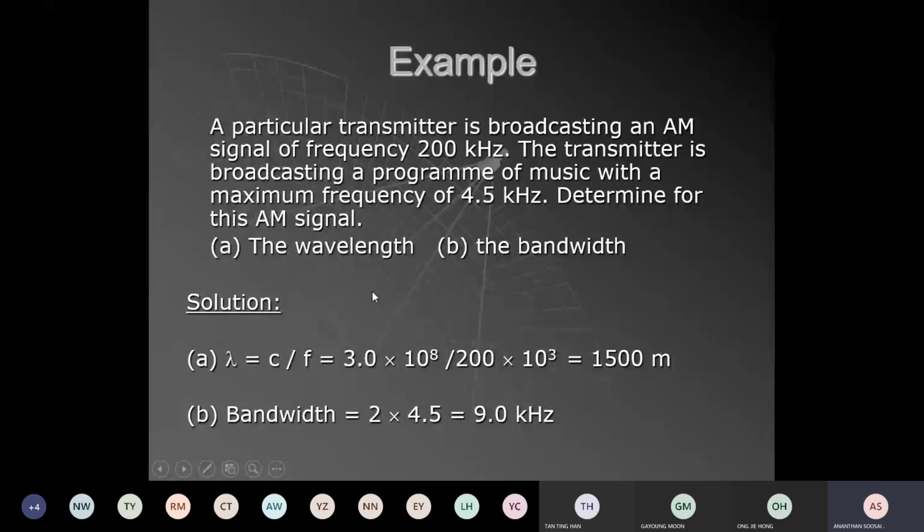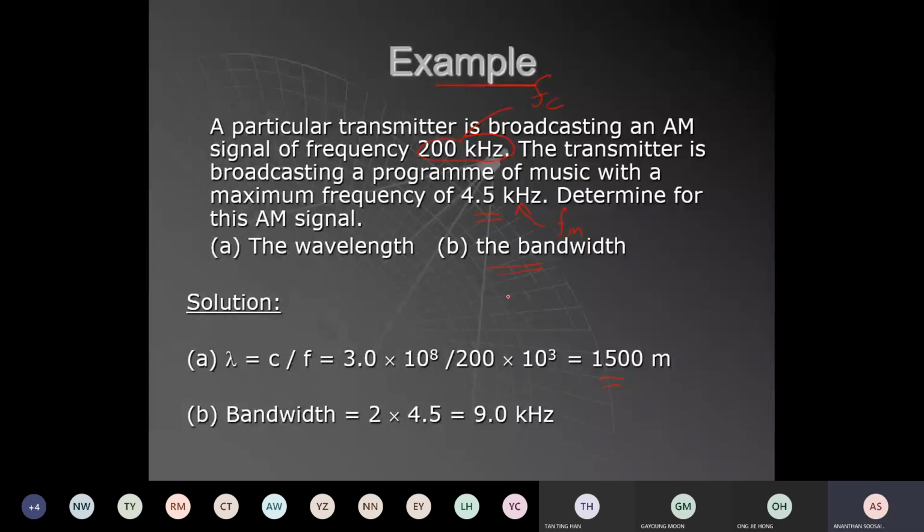Okay. So for one example, what I taught you just now: a particular transmitter broadcasting an AM signal, frequency is 200 kilohertz. What is this 200 kilohertz? This 200 kilohertz is your FC, your carrier frequency. The transmitter is broadcasting a program music with a maximum frequency of 4.5 kilohertz. This is your FM, the maximum signal frequency, 4.5 kilohertz. Determine for this AM signal the wavelength. Wavelength is easy: speed divided by the frequency will give you the wavelength, like 1,500 meter.